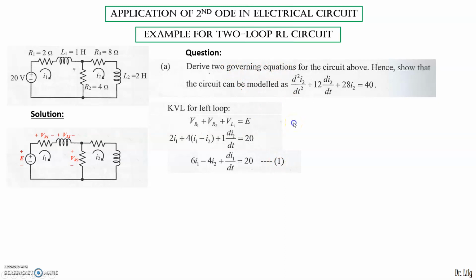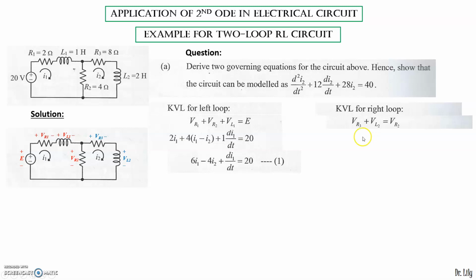So let's do KVL for the right loop. For the right loop, you have mesh current I2. Based on this mesh current, we can assign the polarity for R3 and L2. So here we have positive, negative VR3 and positive, negative VL2. According to Kirchhoff's voltage law, the total of voltage drops is equal to the total of voltage rises. So the voltage drop VR3 plus VL2 is equal to the voltage rise, which is VR2.